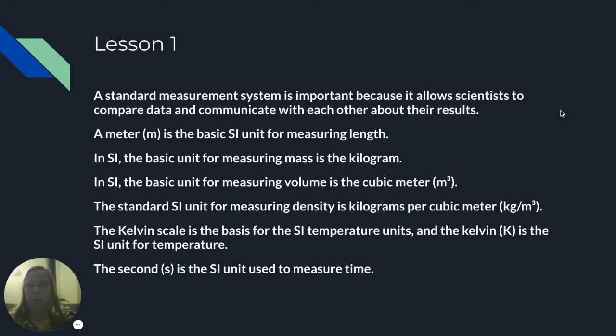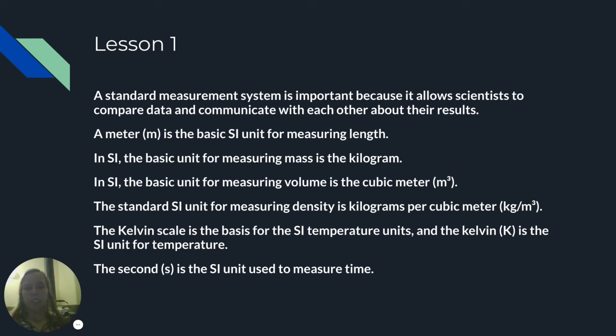Then lesson 1 of chapter 11 was the measurements. So a standard measurement system is important because it allows scientists to compare data and communicate with each other about their results. So a meter, abbreviated M, is the basic SI unit for measuring length. The basic unit for measuring mass is the kilogram, or kg. Measuring volume is the cubic meter, so meters cubed. Density is kilograms per cubic meter, so kg/m cubed.